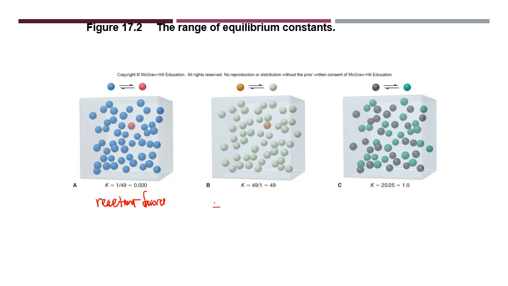In our second example, we have the orange colored molecules converting into a greenish color. You'll notice now I have only one reactant molecule left, and I have a large percentage of product molecules. So in this situation, you can hopefully see that this would be a product favored reaction, and we have a K value that is equal to 49.